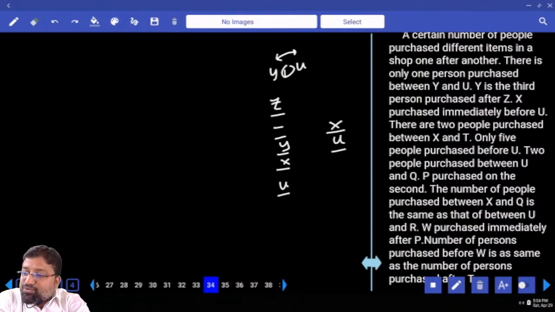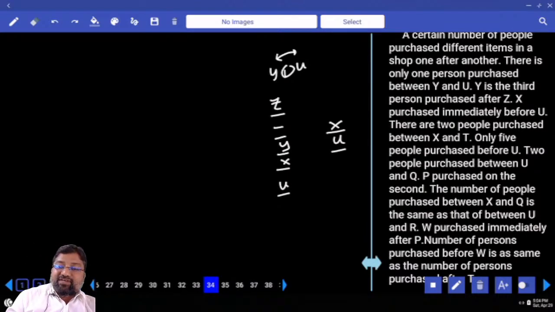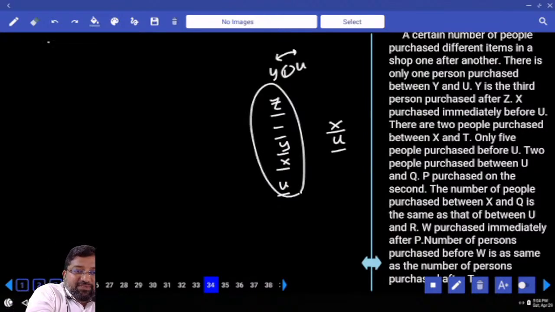Let's see what the next line is. There are two people who purchased between X and T. Only 5 people have purchased before you. Only 5 people have purchased before you, so that fits. Who is the first person? Z. 1, 2, gap, next is 5, immediately after that is X, and this is U.